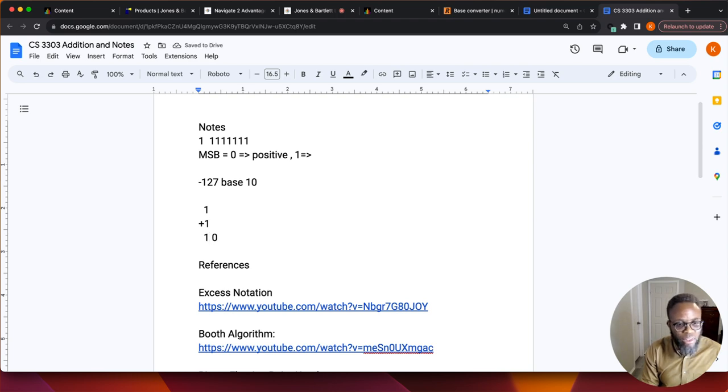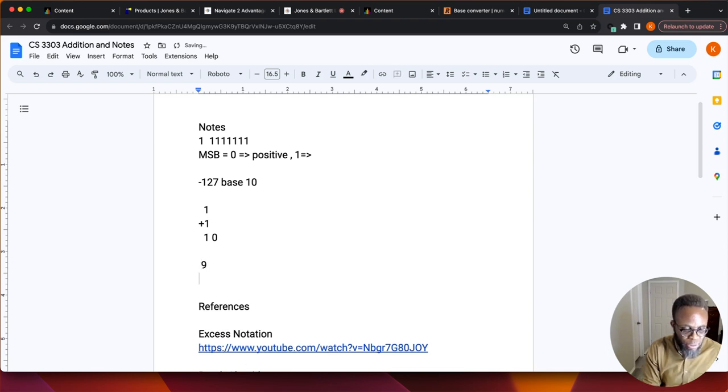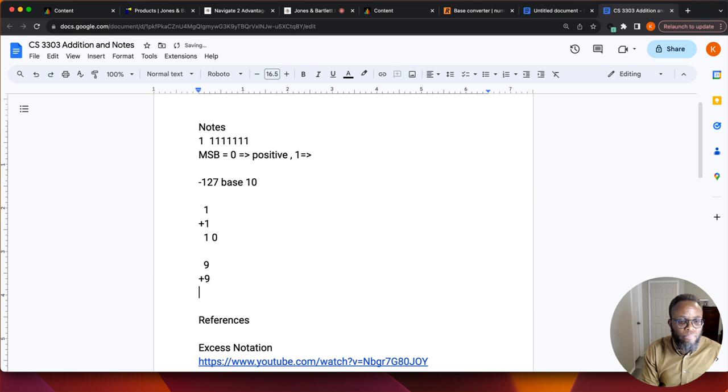Another way to think about it is that 1 plus 1 is 2 in decimal, and if you convert 2 decimal to binary, it's 10. Think about it this way. Let's use base 10, because you are all familiar with base 10. Let's say we did 9 plus 9, which is 18, so we have 8, and we carry 1, and this is base 10, right?